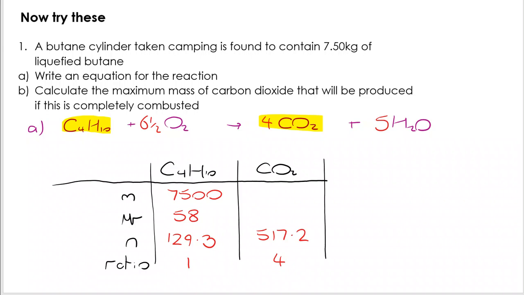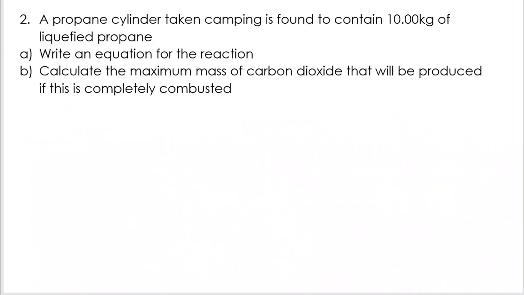4 times the amount. I then find the MR for carbon dioxide, 44, and I've now got the n and the MR that I can multiply to find the mass. 22,759 grams, convert that to kilograms, 22.8 kilograms. Here's another one for you to try.